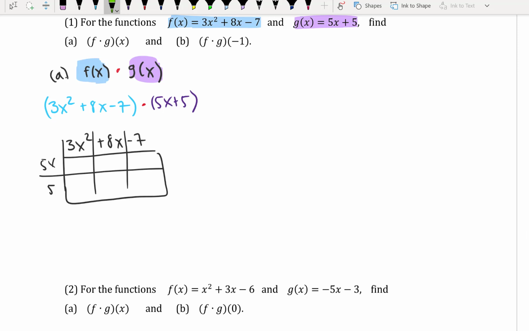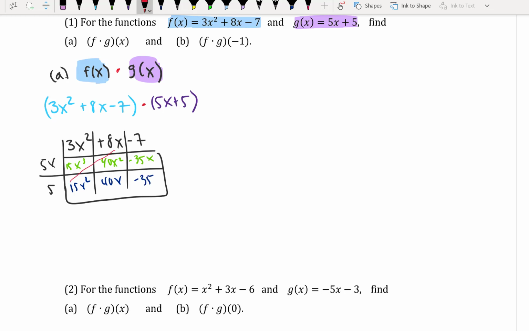So when I do that, I end up getting 15x to the third, 40x squared. 5 times -7 is a -35x. And down below, my second row, I would have a 15x squared. 5 times 8 is a 40x, and -7 times 5 is your -35.